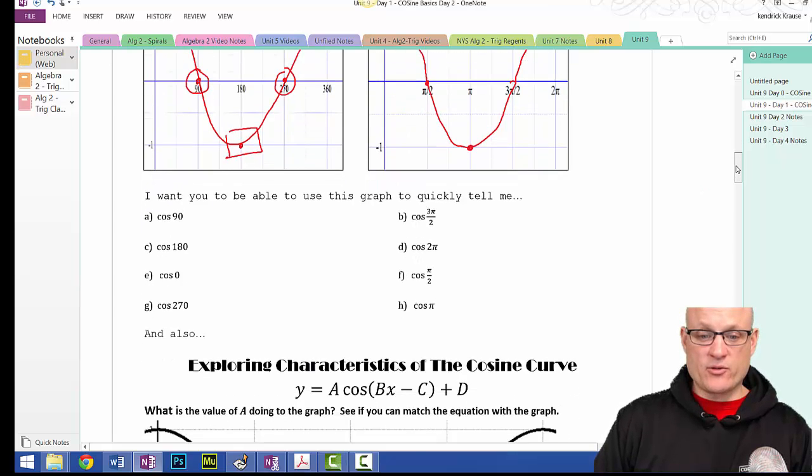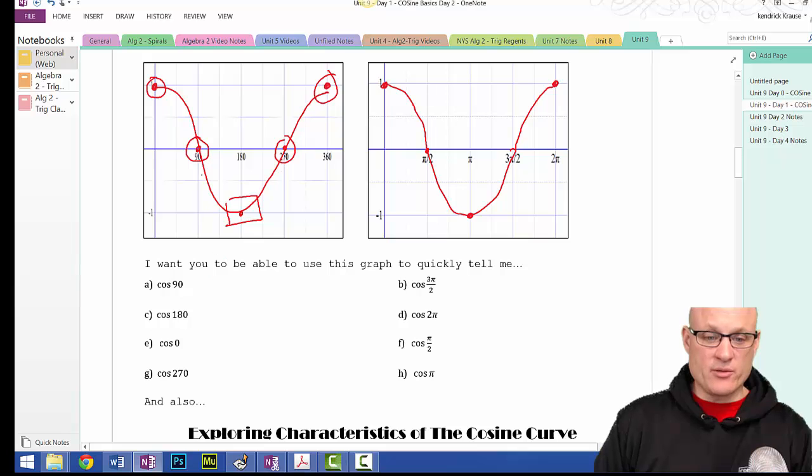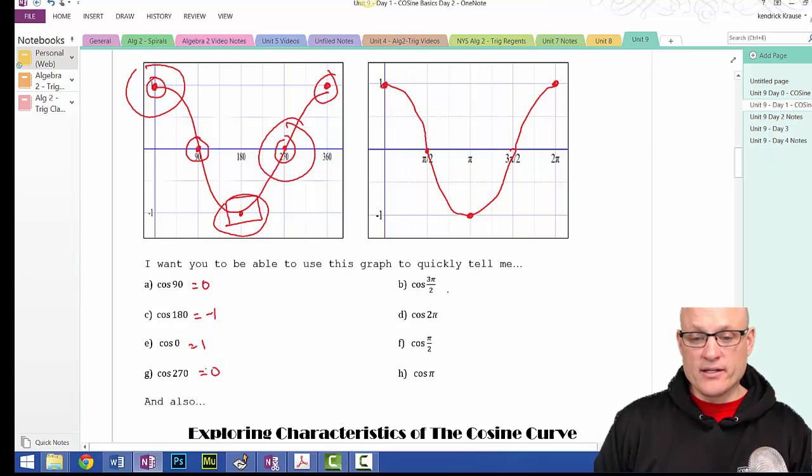And if I answer these questions very quickly, the cosine of 90, we just talked about it, is 0. The cosine of 180 is down here. That's -1. The cosine of 0, that's up here. That's 1. The cosine of 270 is right here. That's 0.